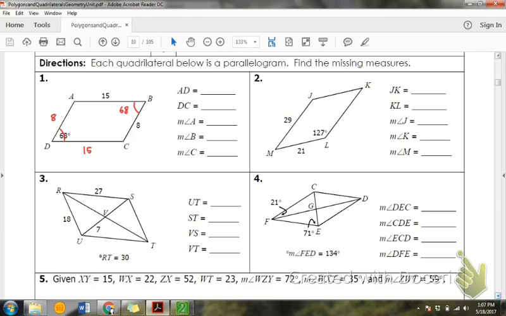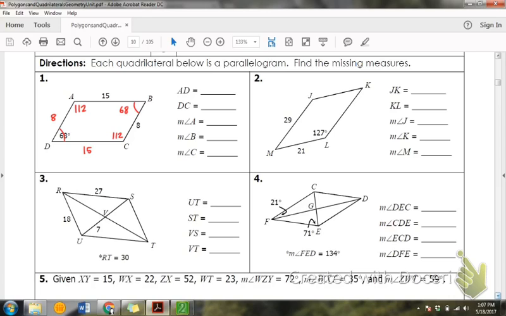180 minus 68. Okay, 180 minus 68. And we all have calculators. What is 180 minus 68? 112. I have 112. Which means that how much is angle A? 112. 112. Okay? Now we can go over here and answer what they're asking us to do.